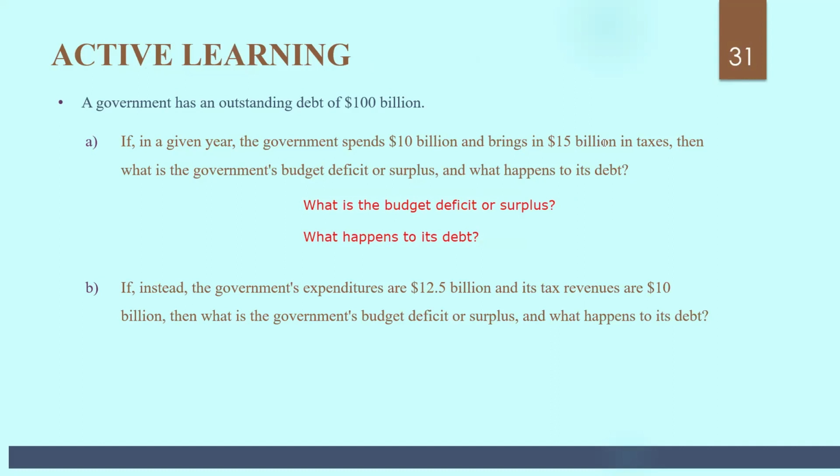It's a surplus? Yes, surplus. Excellent. Yes, so surplus of 5 billion. And debt, excellent. So debt is 5 billion less than before. So it'll be 195 billion total now. Sorry, 95 billion total now.